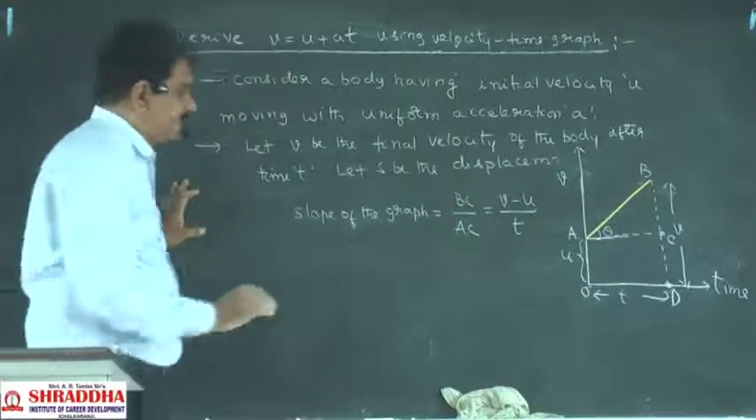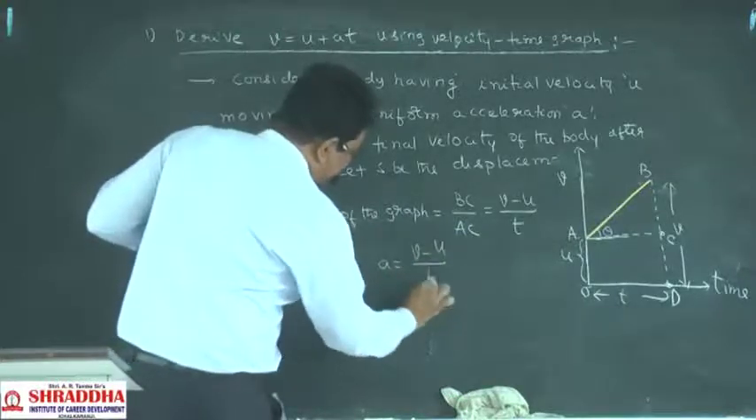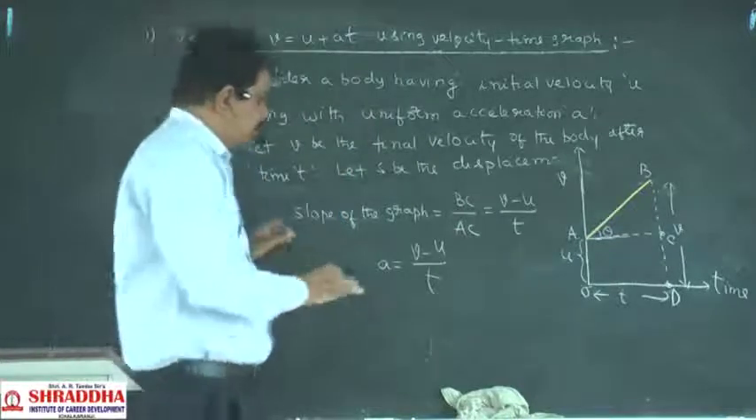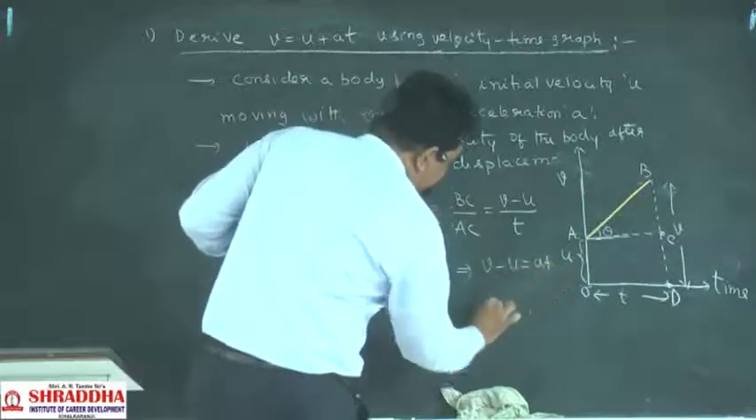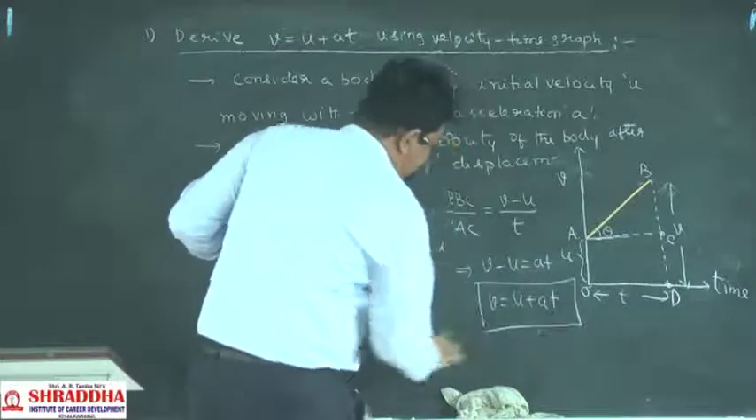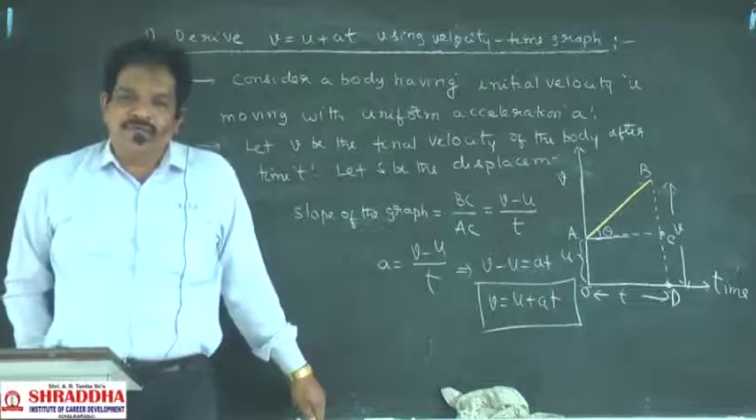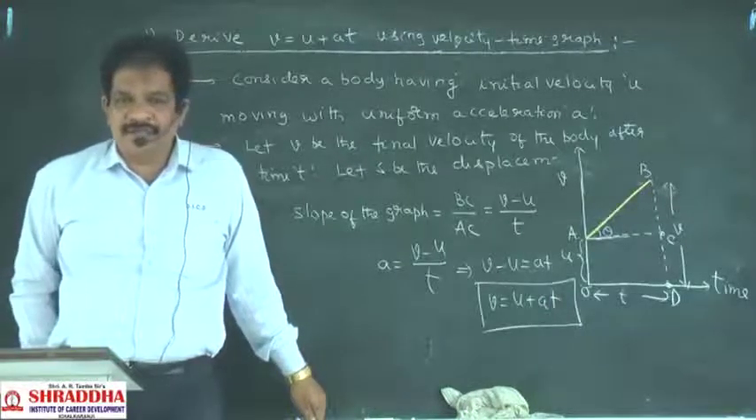Slope of the graph is equal to acceleration. A is equal to (V minus U) by T. From that, V minus U is equal to AT. Then V is equal to U plus AT. So in this manner, we can derive V is equal to U plus AT using the velocity time graph.